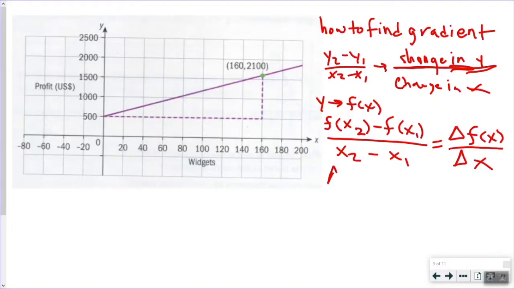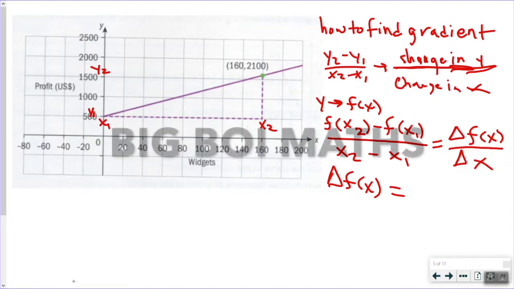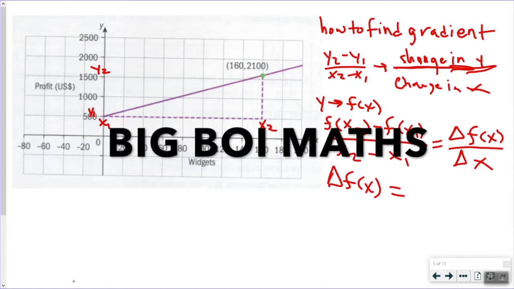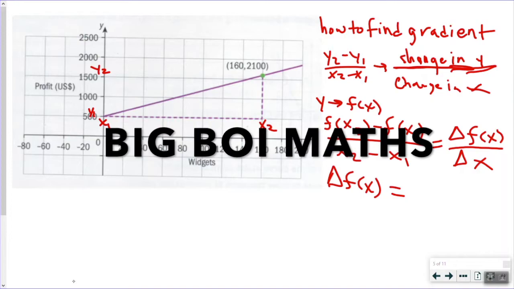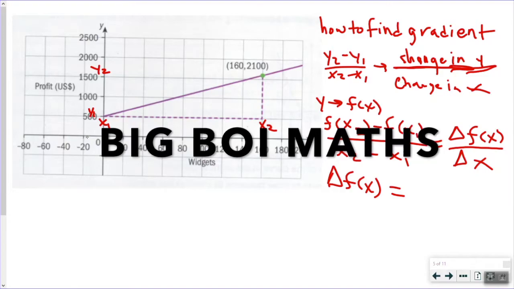So in here, I'm looking for delta f of x. What is the change in f of x? That's just y2 minus y1. Right, and so what do you get? This is x1, that's x2, this is y1, this is y2 right here. Is it 1,600? Which one's 1,600? It's not from 0 though. It's from 500. Yeah, y2 minus y1.